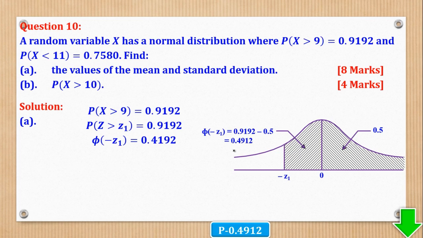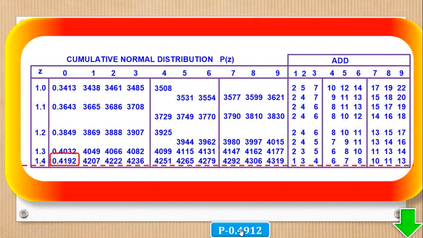Okay. Then from there we shall get the z value from our table. So how did we get this 1.4? We shall come in our table, cumulative normal distribution. And if you look at this table, in the body there is 0.4192. The good thing it is exact, which corresponds to 1.40.